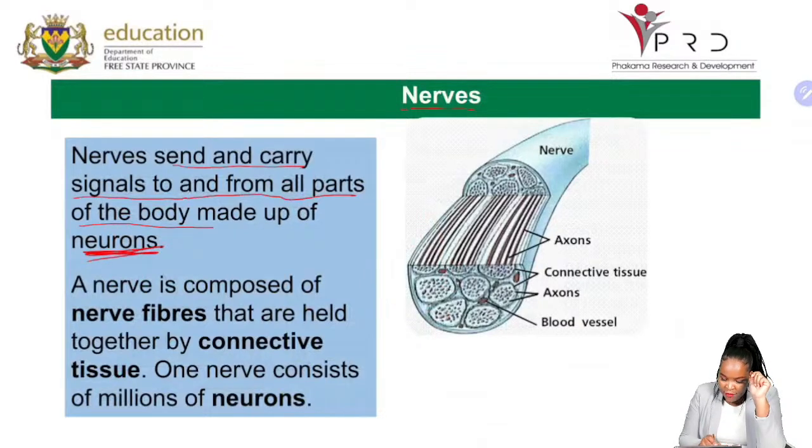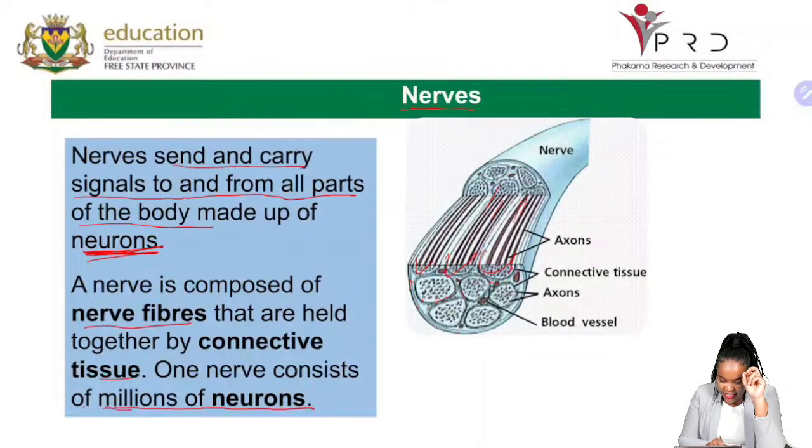Now, a nerve comprises of nerve fibers. So you see here there are nerve fibers that are held together by the connective tissue. So you see the connective tissue. So these are the fibers held together by the connective tissue. And then one nerve consists of millions of neurons. So the neurons are the smallest unit of nerves.